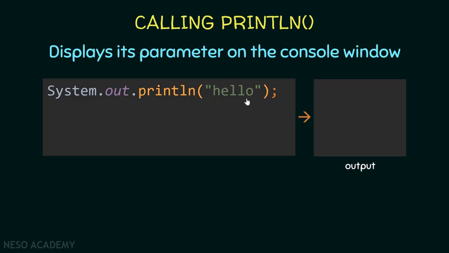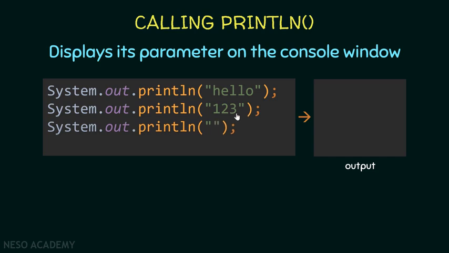Let's see another example. Suppose that we pass 1, 2, 3 as a parameter to the println method. So this string should be printed. Also, if we print an empty string, it should be printed. But because it is an empty string, we will see nothing, okay? Another example, we can print this string over here, 4, 5, 6 between double quotes, okay?